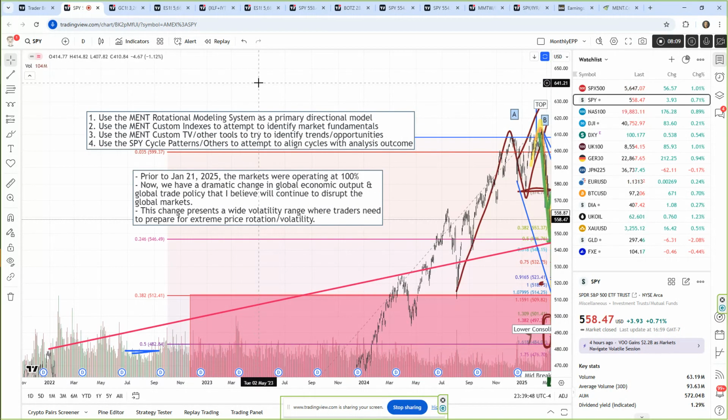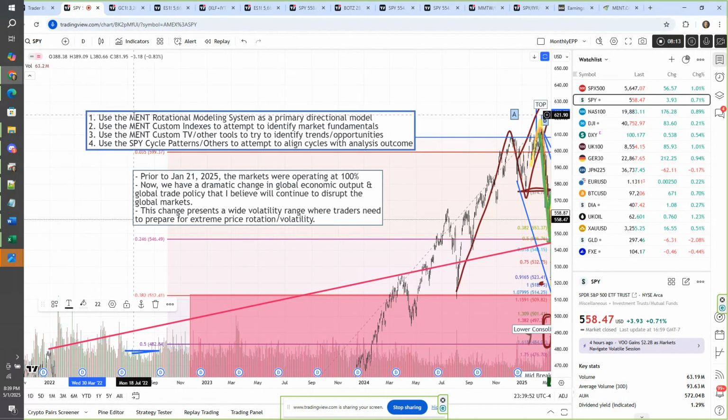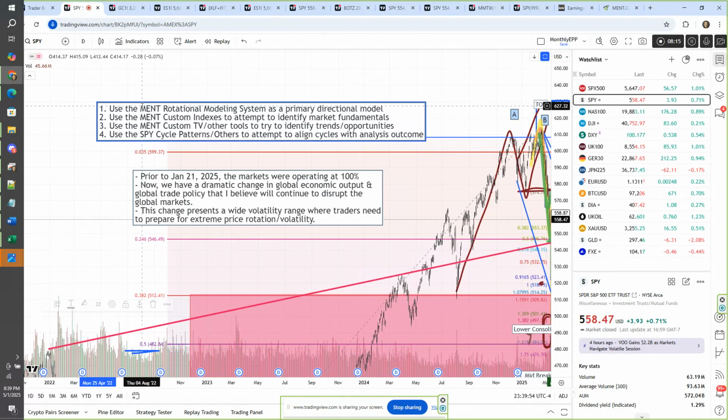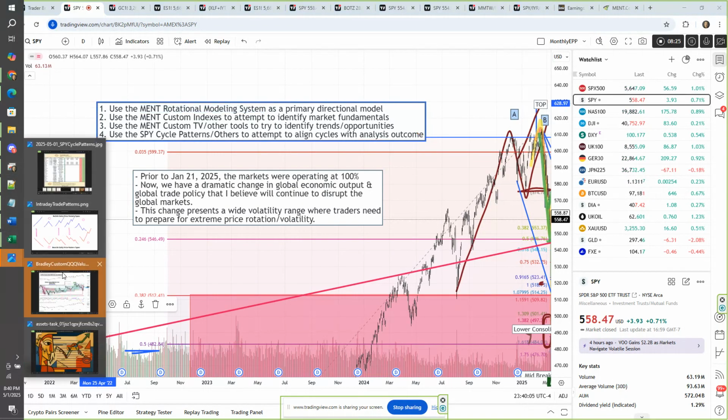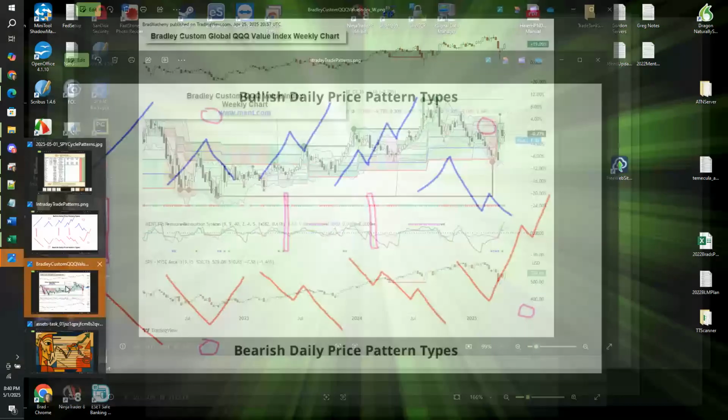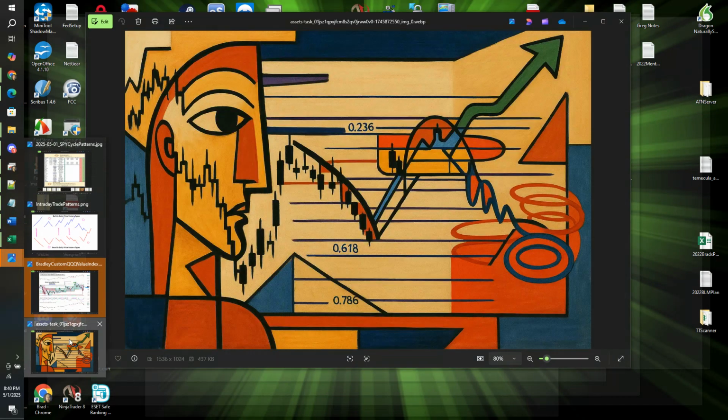Okay, long and short of it, let's go over kind of what I do. So the primary system, the Mint rotational modeling system, is a proprietary modeling system that I use on a number of different symbols. I want to show one to you right now, the SPY, which is, where was it? I think it was here.